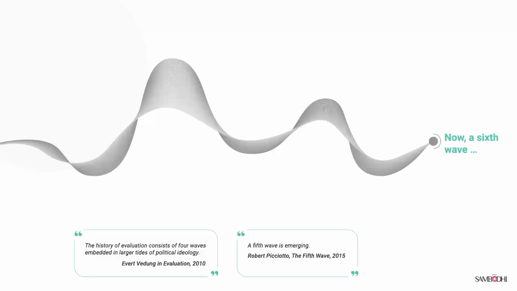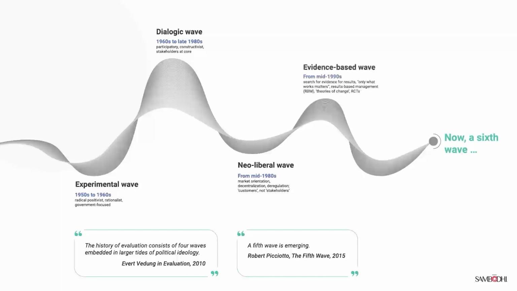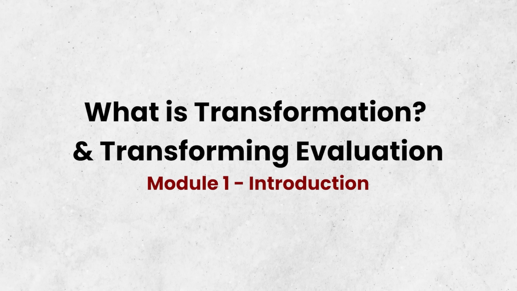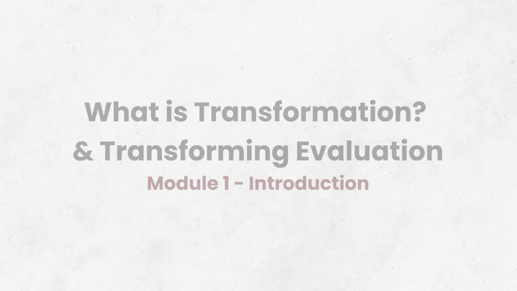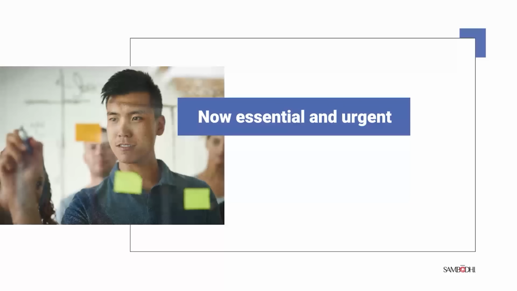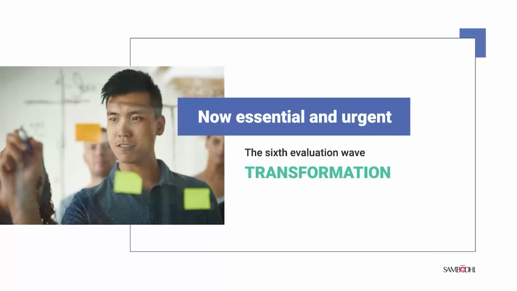Let's take a closer look at the history of evaluation, which 4 waves of political thought have shaped: the experimental wave, the dialogic wave, the neoliberal wave, and the evidence-based wave. Robert Picciotto has also identified a 5th wave, which he calls the social impact wave. There's one more which has started to emerge prominently, and it's called the transformation wave.